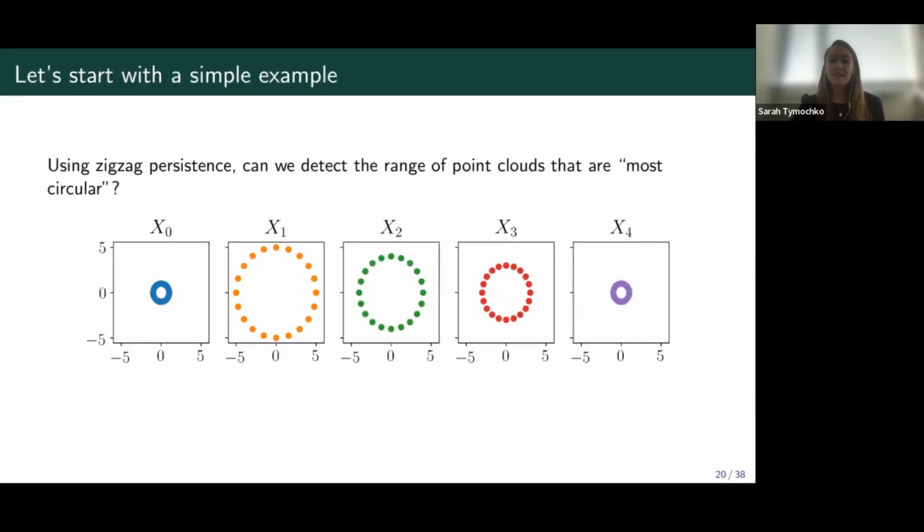So as a simple example, using zigzag persistence, we wanted to see, can we detect a range of point clouds that are most circular in some sense? So here we have 5 point clouds, but on either end, we have a fairly small circle. Whereas in the middle here, it looks like we could take the orange circle, just shrink it a little bit and get the green one, shrink it a little bit more and get the red one. And then in between those end ones, there's a more drastic change. So our goal is to see, well, these three point clouds are more similar than either end. So can we detect that range to say this is an important feature that's changing, or when that feature appears and disappears?